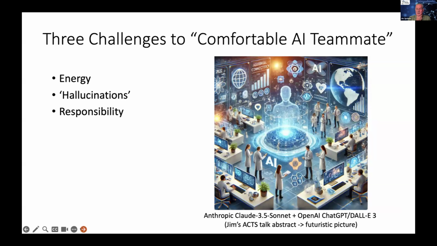So I'm going to get into these 3 challenges to what I call being comfortable with AI as a teammate. And I'm a little uncomfortable right now with AI as a teammate. The first reason is energy. These AI systems are consuming a huge amount of energy. And every time I use it, I think about, gosh, this isn't good for the environment.